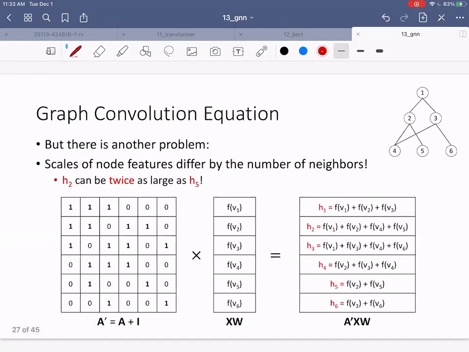But moving on, there is still another problem, which is the scale of node features. Scale of node features differs by the number of neighbors. So if we were to treat this as a node representation matrix H, then potentially, for example, H2 could be twice as large as H5, because H2 is the sum of 4 node features, but H5 is the sum of 2 node features. Depending on how many nodes you're connected to, your representation could be larger or smaller than other node representations. And we don't want that.